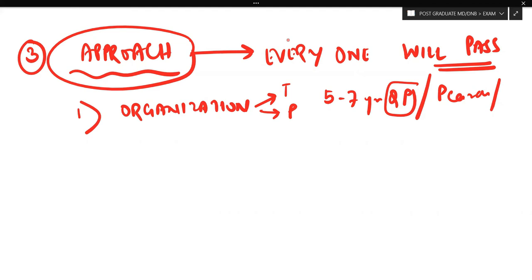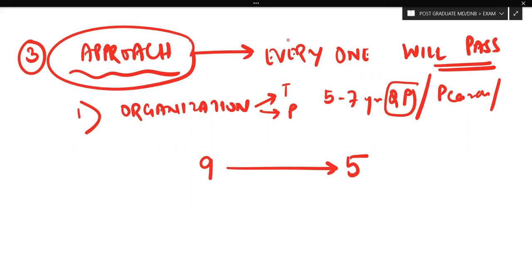Now, regarding the approach, someone was asking me, how do I break down my time? I am not taking into account that you are getting a leave. I am taking the worst case scenario that you have to attend your college from 9 to 5. Till at least 1 month before your exam, you have to do this. I am taking the worst scenario into consideration.